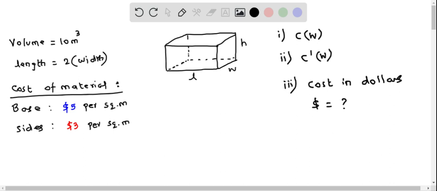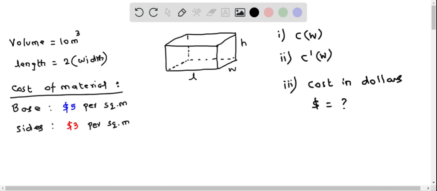So this is the situation that we have to consider for the storage container, and we have to answer these three questions. First, we have to write down a function for the cost in terms of variable w, and then we have to find its derivative, that is c prime of w, and finally we have to find the cost in dollars for the least expensive container.